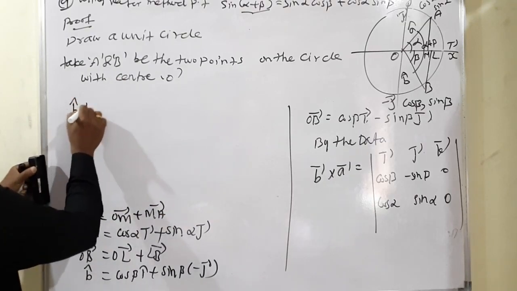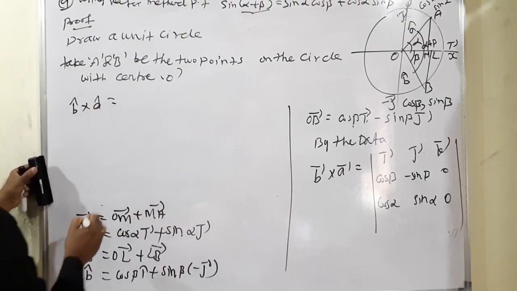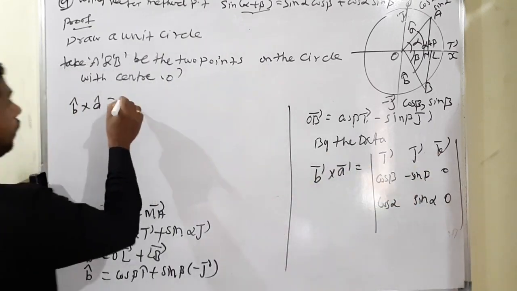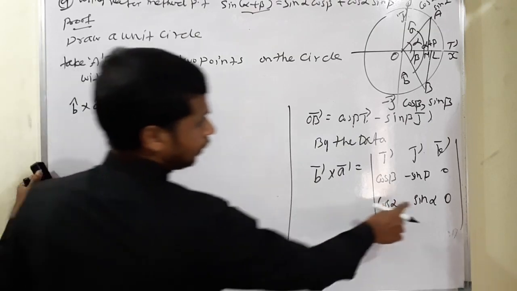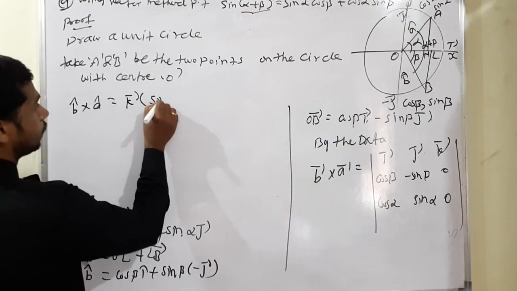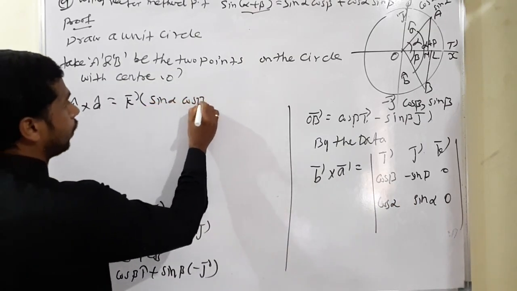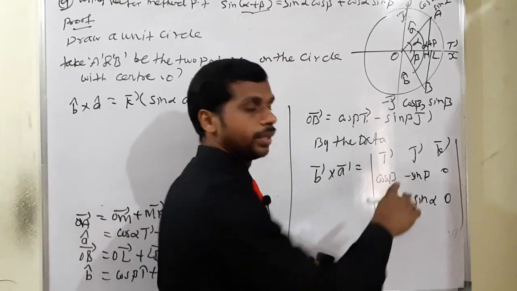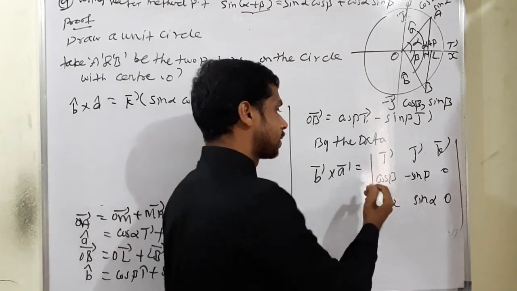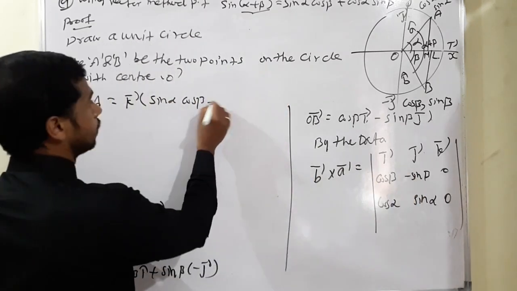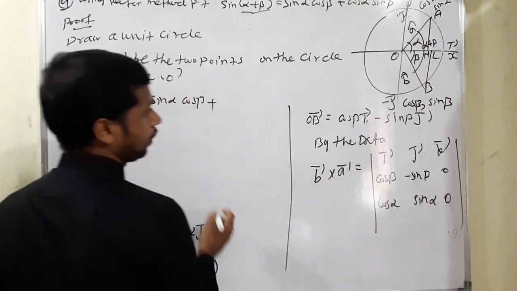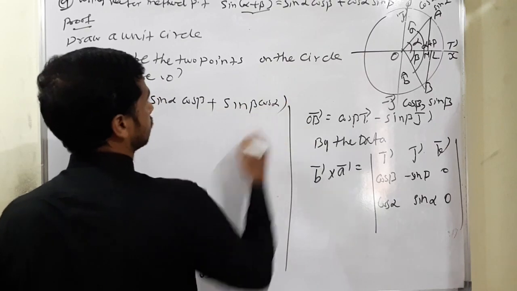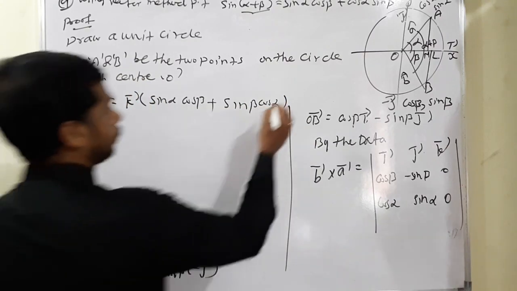So B cap cross A cap is equal to only K, because the remaining terms will each time come as 0. So directly we can write it as K vector into sin alpha into cos beta. Already the common cross also has a minus sign, so minus into minus will come, plus sin beta and cos alpha. This is considered equation number 1.